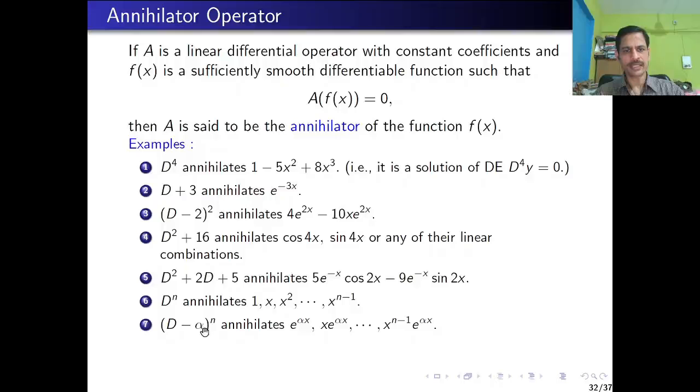(D minus alpha) whole raised to power n annihilates e raised to alpha x, x e raised to alpha x, and so on, up to x raised to n minus 1 e raised to alpha x. You can easily verify all this.